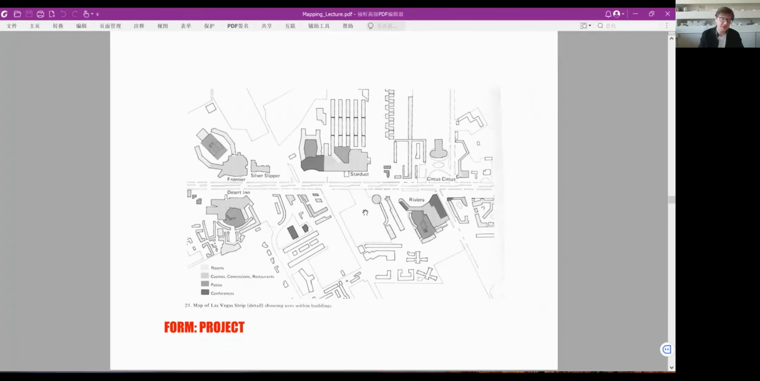And again, as I just showed you in Brussels, in Belgium, you can of course do the same with the buildings in Las Vegas. In this sense, where are the rooms, the hotel rooms, the casinos, the patios, and the conferences. Next one.